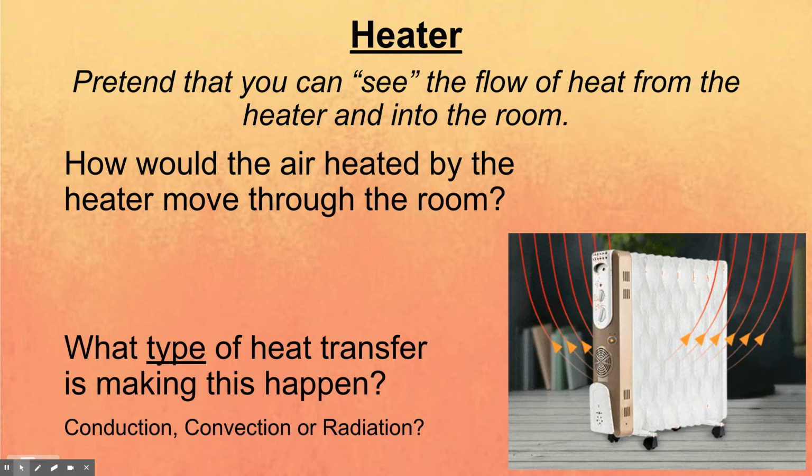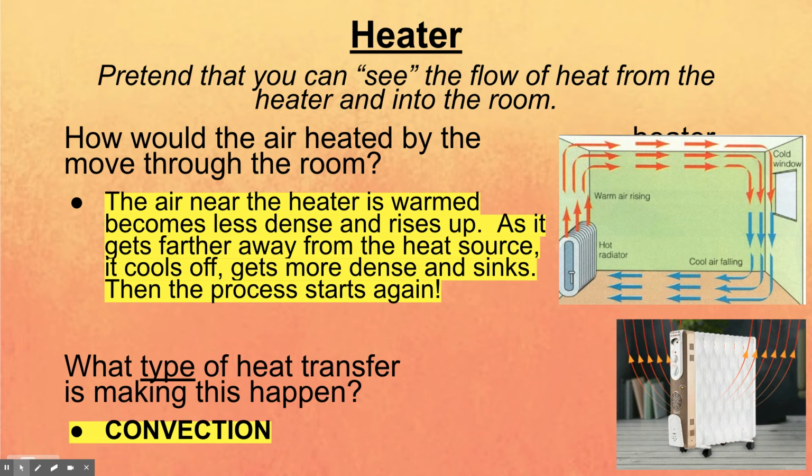And then we have the heater. So this is a space heater. How would the air heated by the heater move through the room? So if you look at the diagram, I think you can probably get that. And then what type of heat transfer is making this happen? Conduction, convection, or radiation? And it is convection, right?